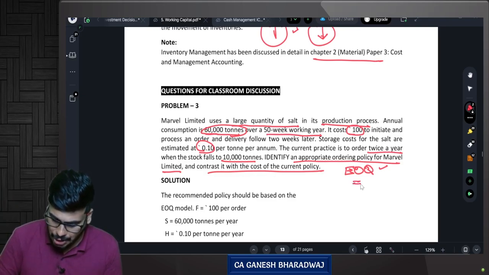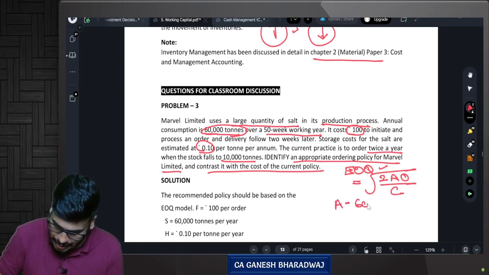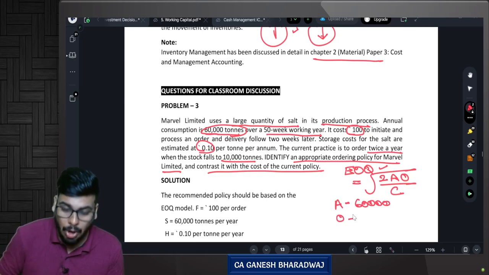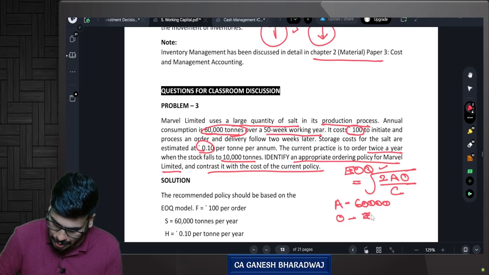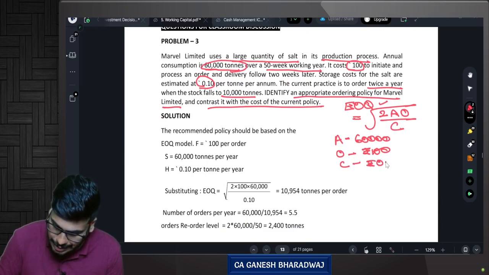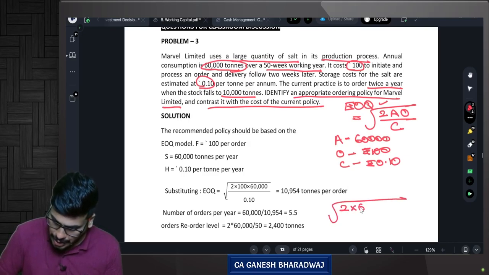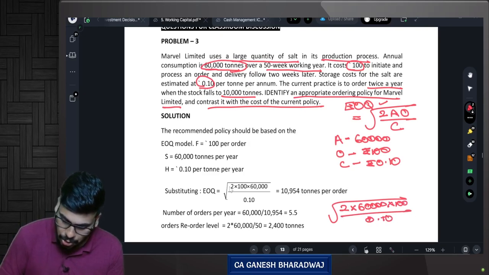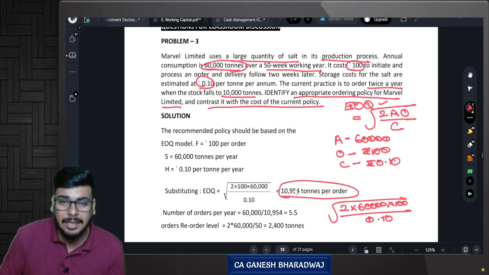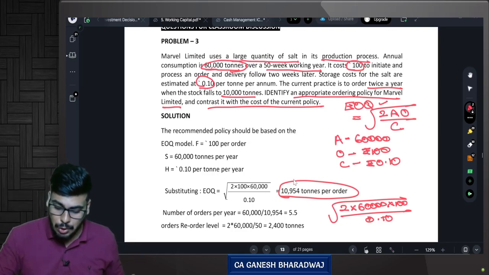So the EOQ is the root of 2 into A into O divided by C, where A stands for annual raw material consumption, that is 60,000 tons, correct? O stands for ordering cost per order, that is rupees 100, and C stands for carrying cost per unit per annum, which is rupees 0.10. So the EOQ is the root of 2 into 60,000 into 100 divided by 0.10. If you calculate this, you will get 10,954. So the best optimum quantity is 10,954.